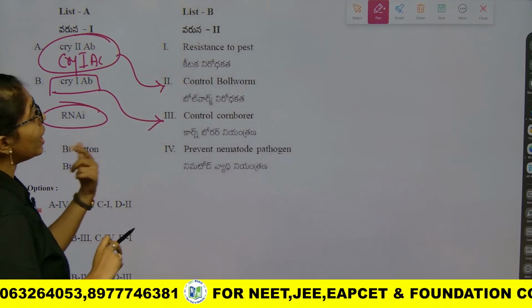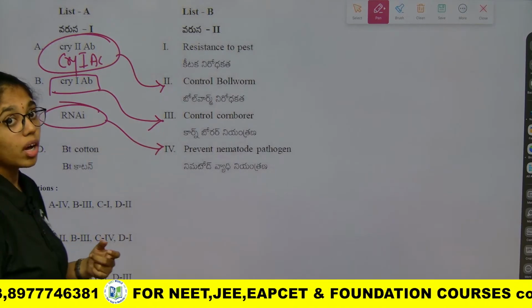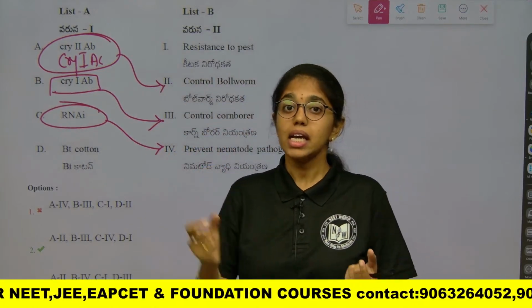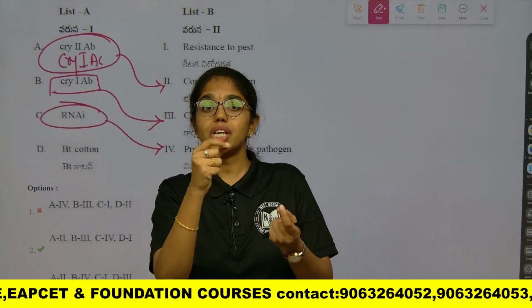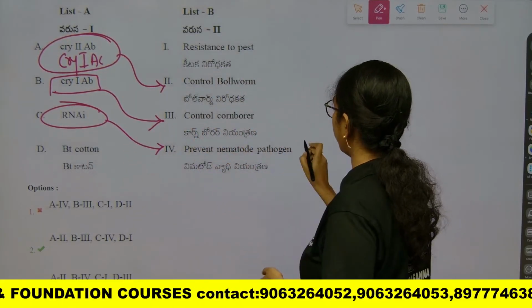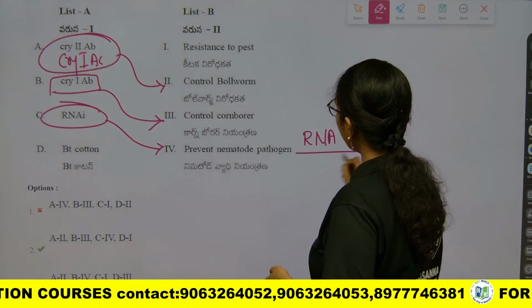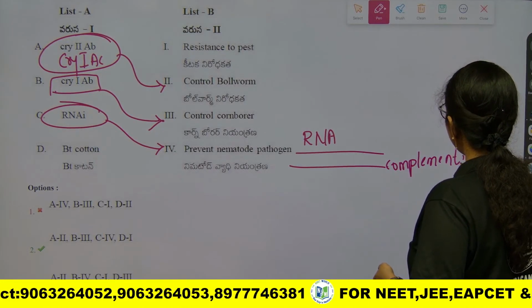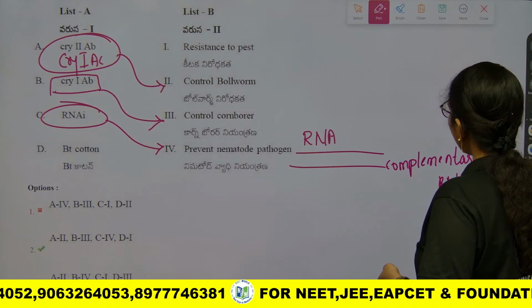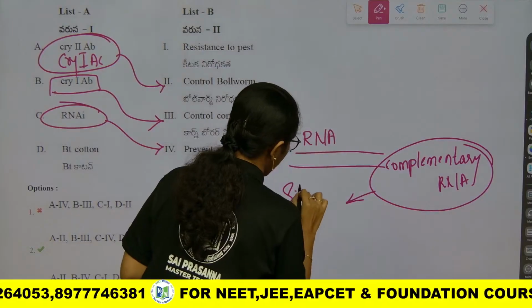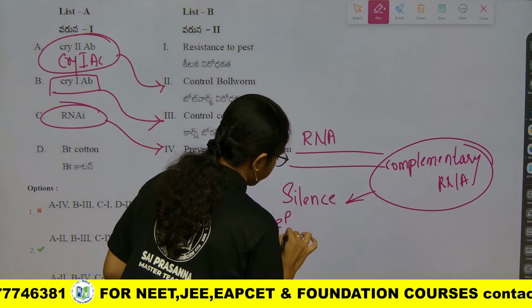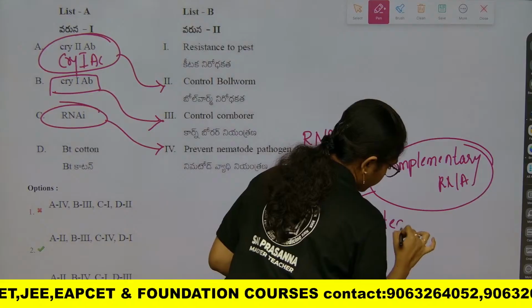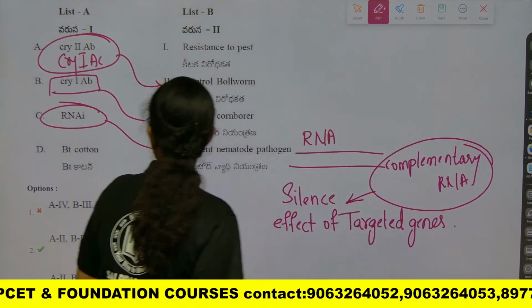RNA interference will prevent the nematode pathogen. How? Because RNA interference will silence the target gene by sending a complementary RNA which is complementary to the nematode's mRNA. One more RNA is sent, which is complementary RNA. This will silence the effect of targeted genes. Clear? So yes, this is true.